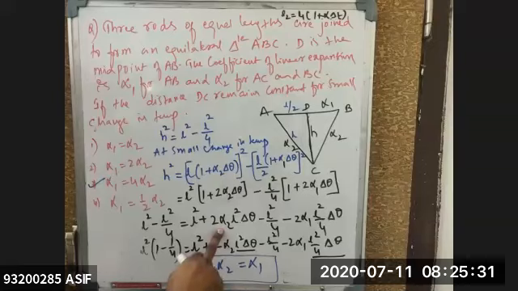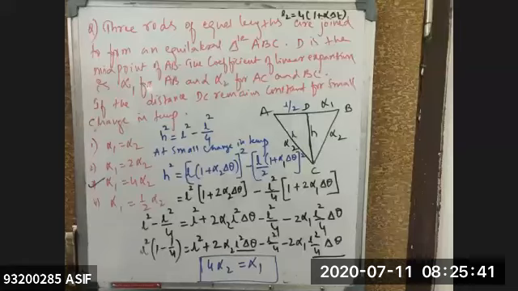Sir, in the last step, the one above that. L square plus 2 alpha 2 L square delta theta minus L square by 4 minus 2 alpha 1 L square by 4 delta theta is there. In the LHS L square minus L square by 4 is there. So L square and L square by 4 will get cancelled.